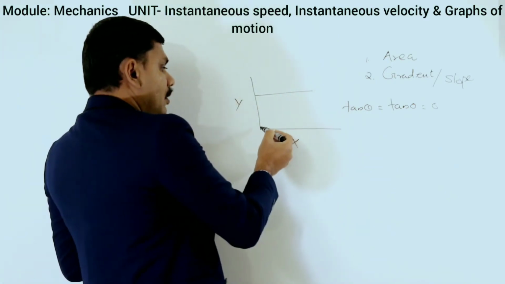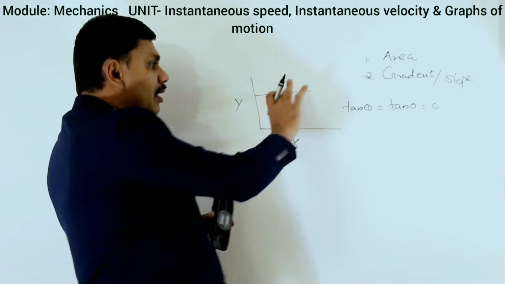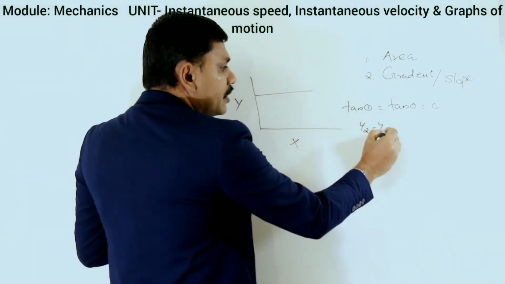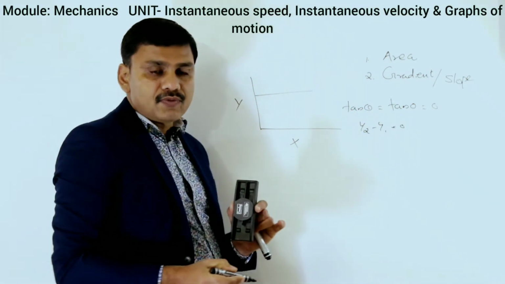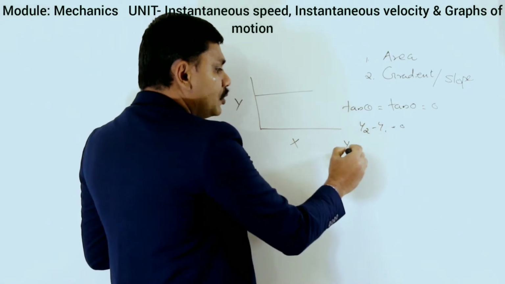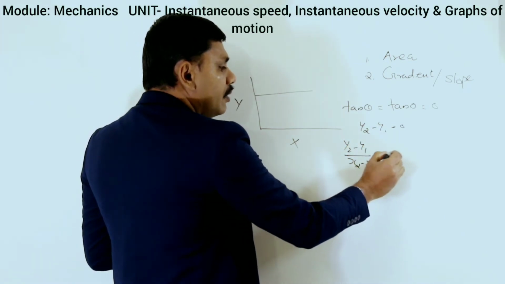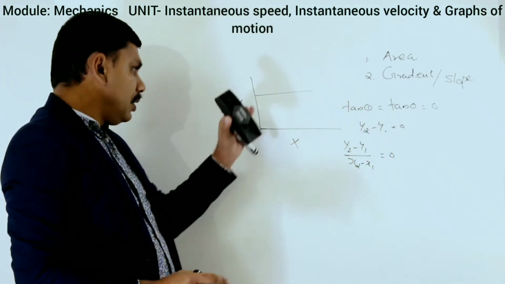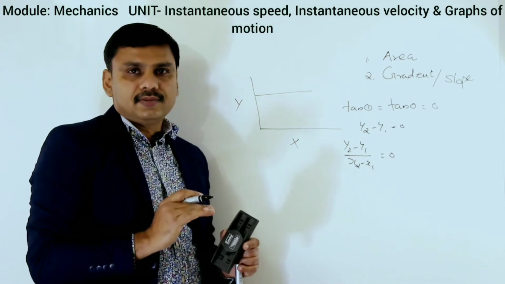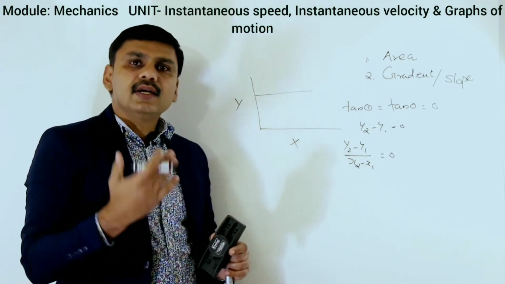Because there is no angle between the graph and the x-axis, they are parallel. Here y2 minus y1 is 0. So gradient will be what? Gradient will be y2 minus y1 divided by x2 minus x1. It will be 0. So if a graph comes parallel to x-axis, its gradient will be 0.